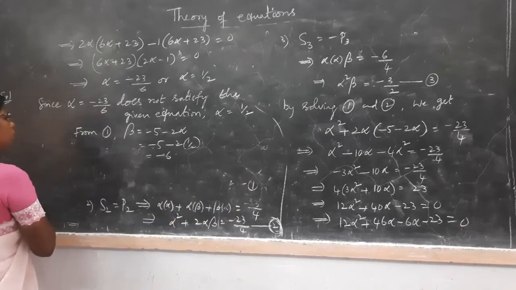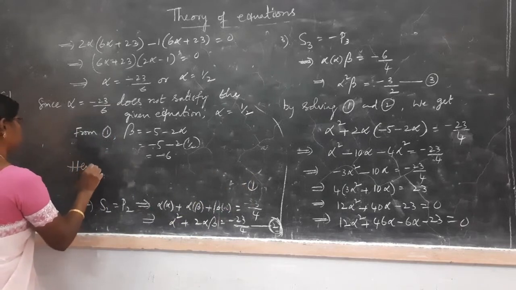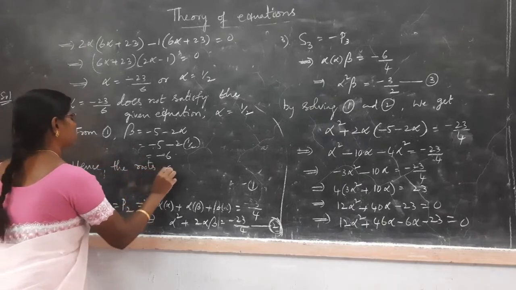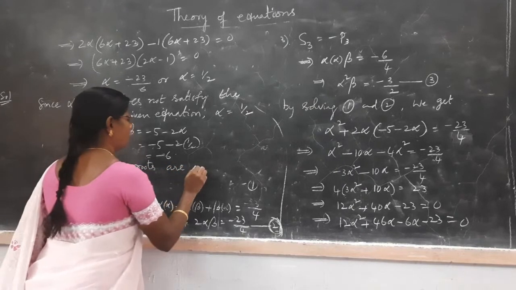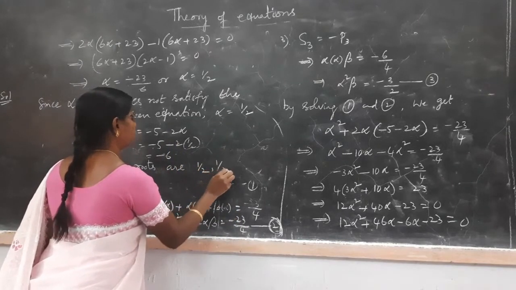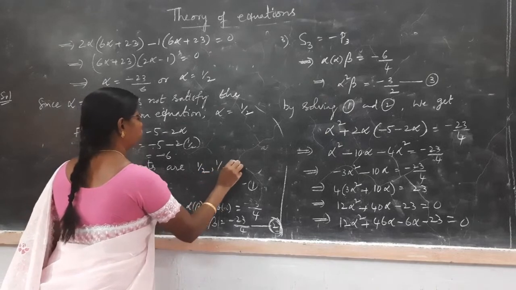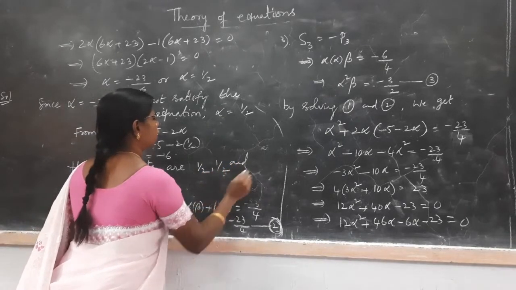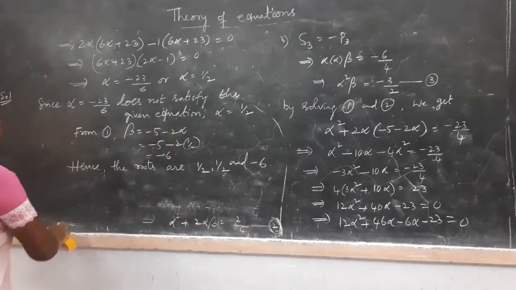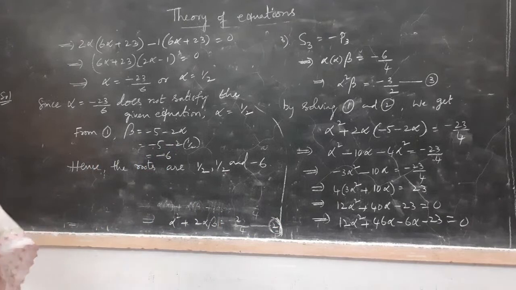Hence, what are the roots? Alpha ante alpha is 1 by 2, and the second root is also alpha. That is alpha 1 by 2, and beta is -6. These are the roots. 1 by 2 and -6 are the roots of the given equation.